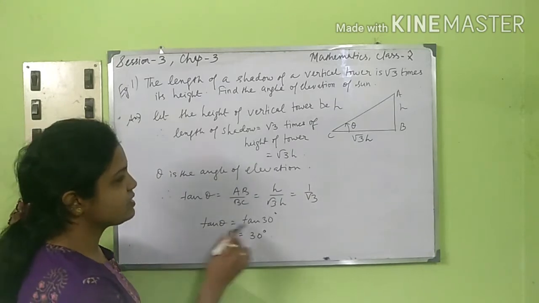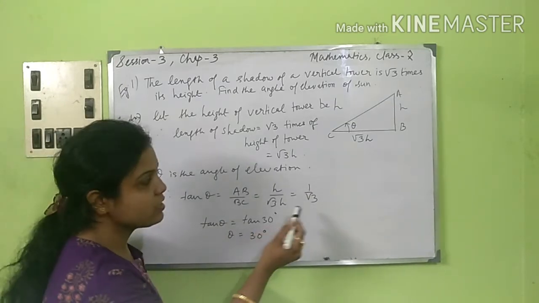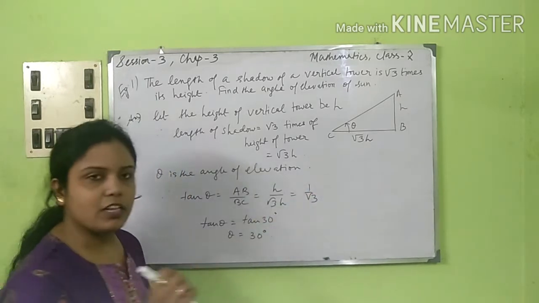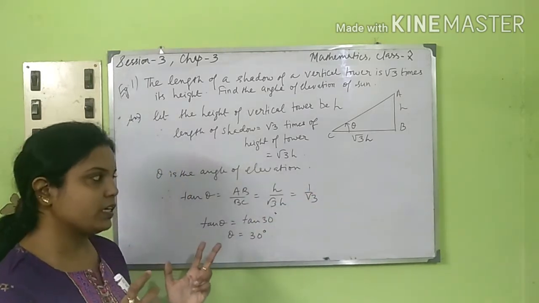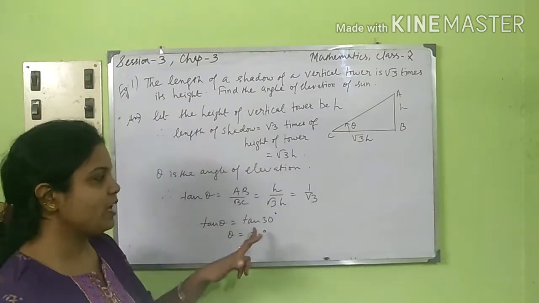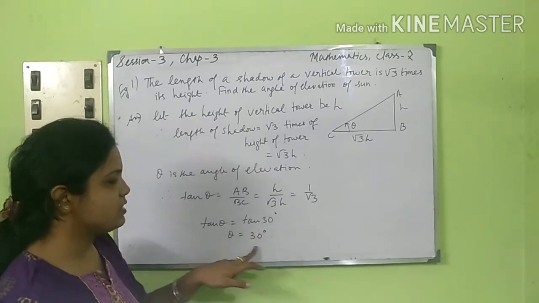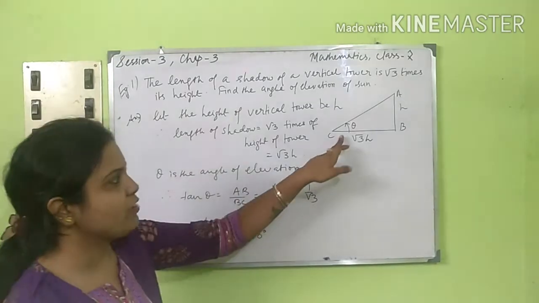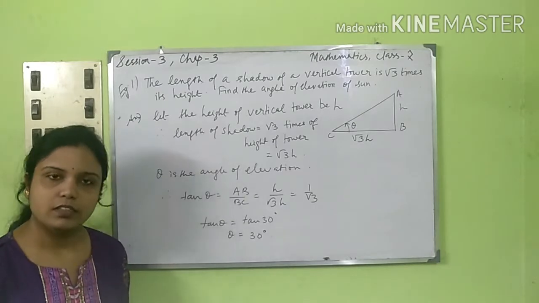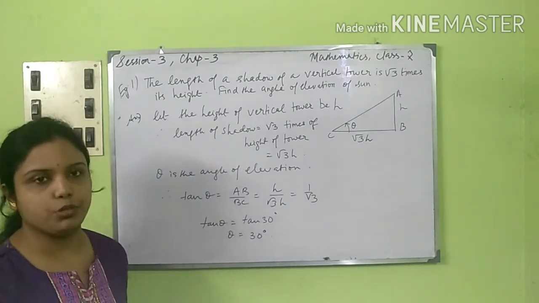So tan theta is equal to tan 30, because for 1 by root 3, tan 30 degree gives us this value. Therefore theta is equal to 30 degree. So the angle of elevation that we got is 30 degree. Right? I hope this is very clear to you.